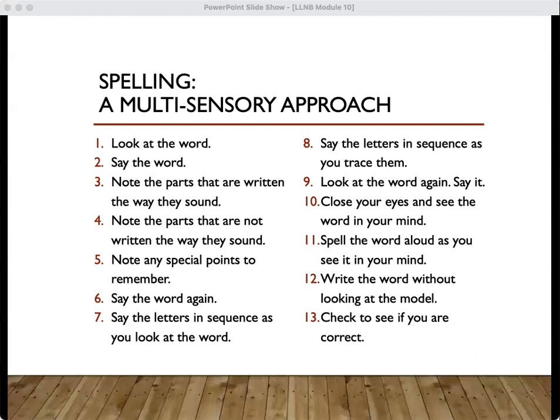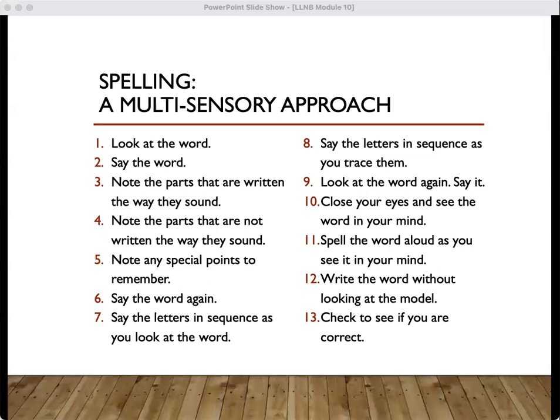The multisensory technique is effective because it encourages learners to use as many senses as possible, increasing the likelihood that they will remember how to spell the word. So how do you take a multisensory approach? You're going to follow these steps.